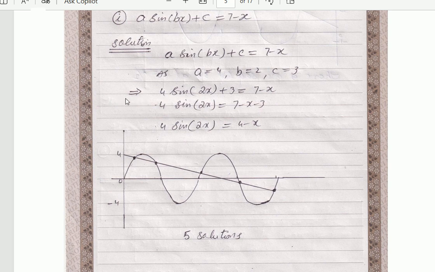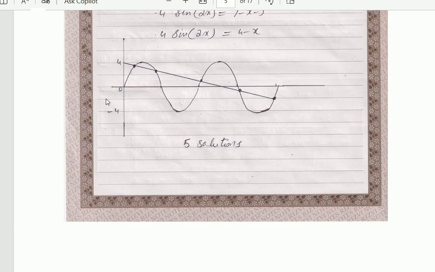If we draw the graph of sin x, and after that, we draw the graph of the linear equation 4 minus x, we come to know that our linear line cuts the graph of sin x at 5 points. So there are 5 solutions.